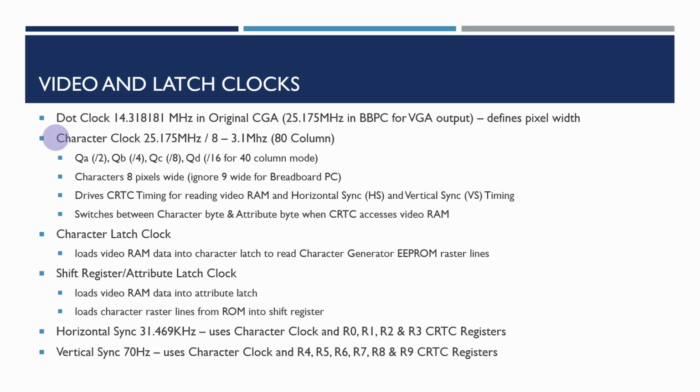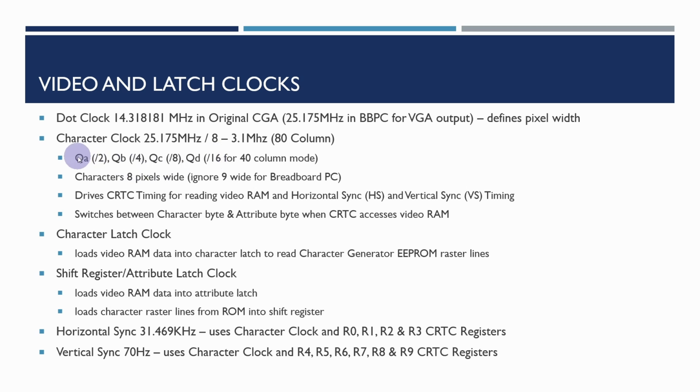In the original IBM VGA, there was also a higher clock rate, about 28 megahertz, which would allow us to do 9 pixels with the same horizontal timing. So if you want to do 9 pixel wide characters, you have to have a 28 megahertz clock. Now within the design, you'll see that I'll mention QA, QB, QC, QD quite a lot. And all this means is it's taking the dot clock, QA is divided by 2, divided by 4, divided by 8, and divided by 16.